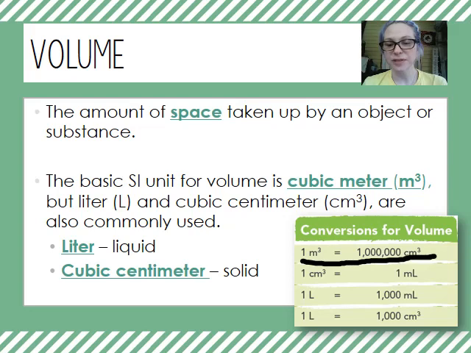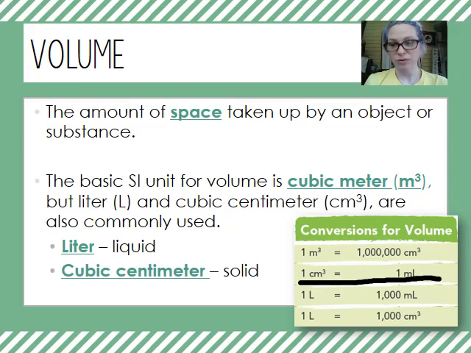Again, here's some information for you to write down. 1 meter cubed is equal to 1 million centimeters cubed. And we have 1 centimeter cubed is equal to a milliliter. This is very important for you to know. 1 liter is equal to 1,000 milliliters, and 1 liter is also equal to 1,000 centimeters cubed.